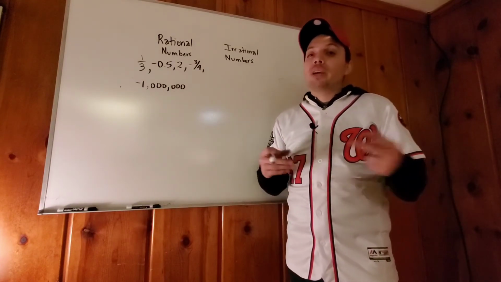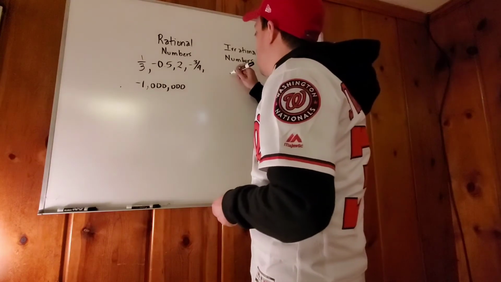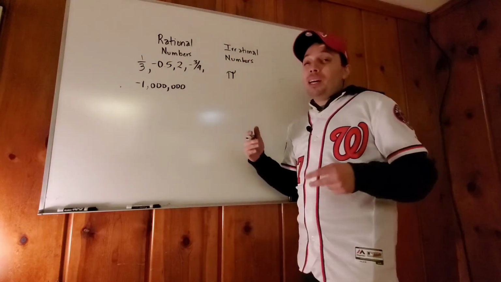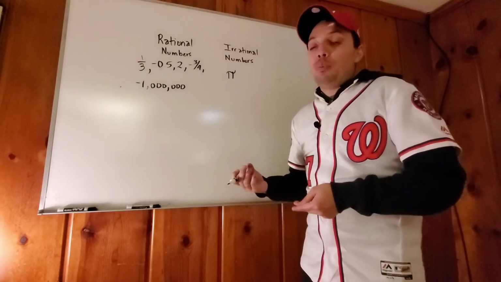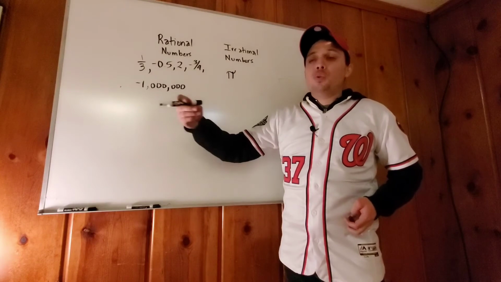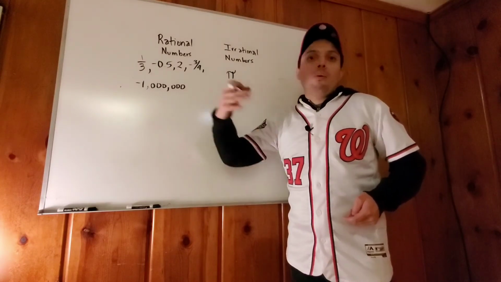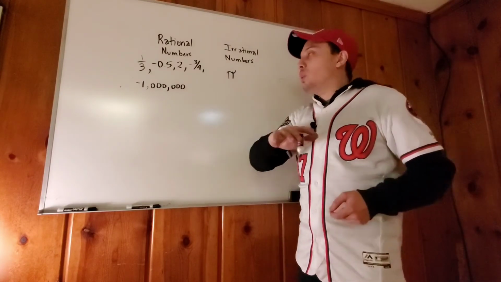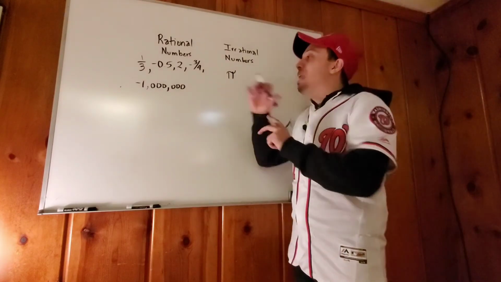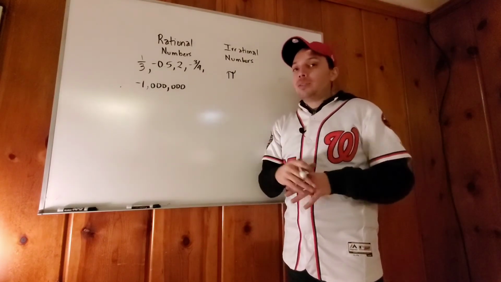Irrational numbers are numbers like pi, okay? Not the food, but the number, pi. Why pi? Because pi never ends. Pi is not only 3.14, pi is like 3.1415926, and it keeps going and going and it will never end. So pi is an irrational number because it never ends, okay? So that's one of them.